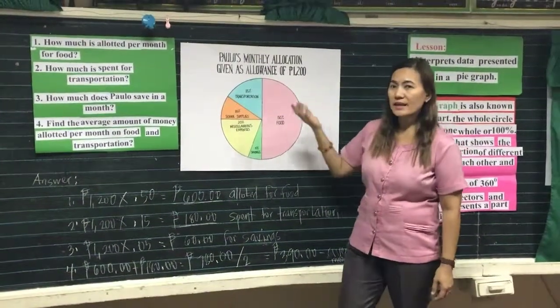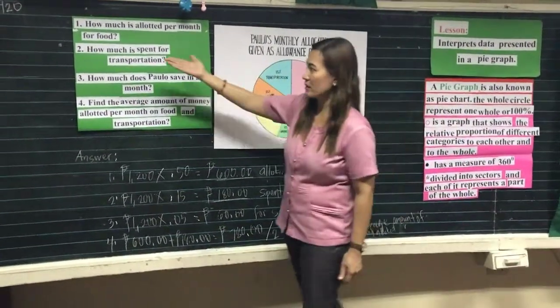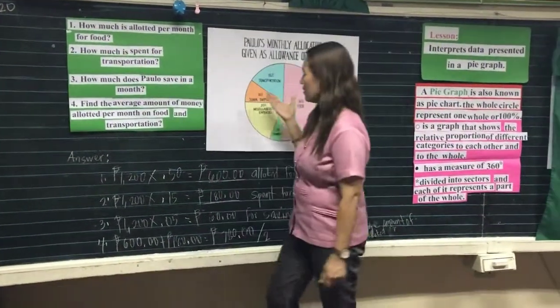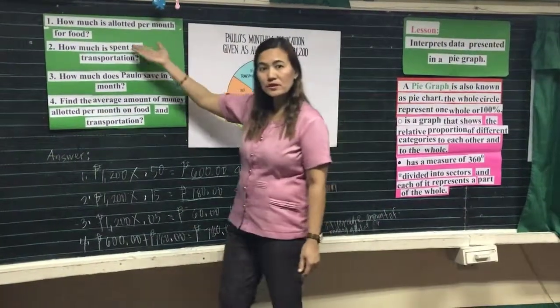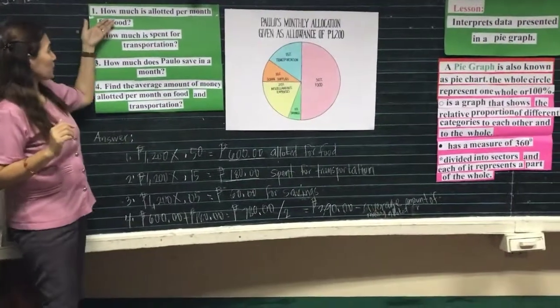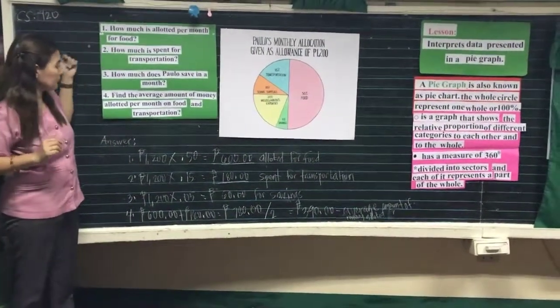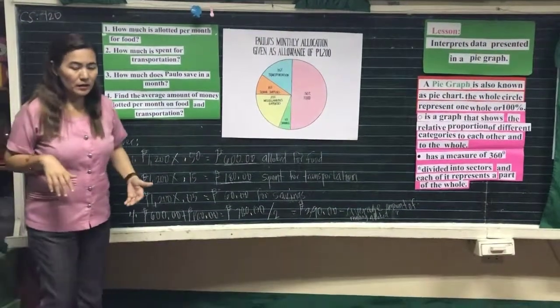Now, let us study the graph and we will answer these questions. We will interpret the graph through these questions. Number one question is, how much is allotted per month for food? So, how to solve it?